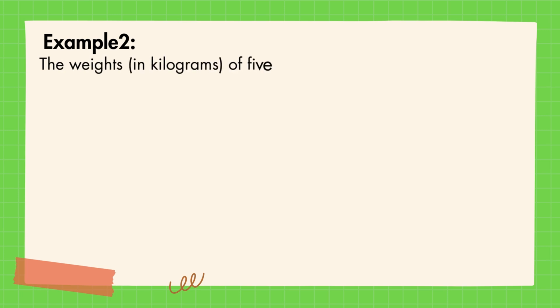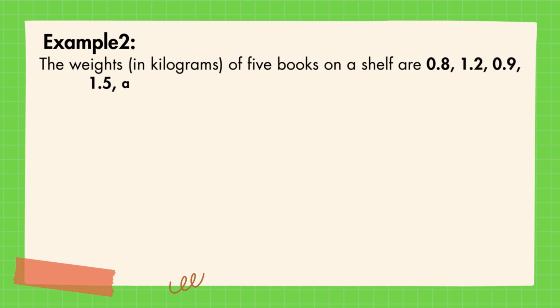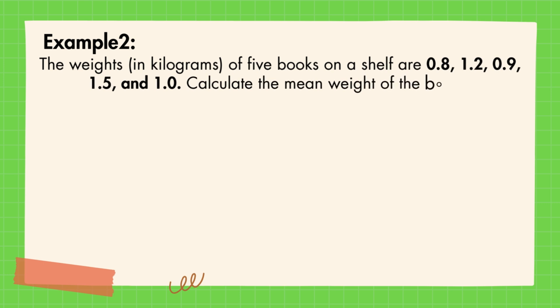Now we are going to take our second example. The second example is the weight of 5 books, given in kilograms. The weights in kilograms of 5 books on a shelf are 0.8, 1.2, 0.9, 1.5 and 1.0. And we have to calculate the mean weight of all these books. So how can we solve it?